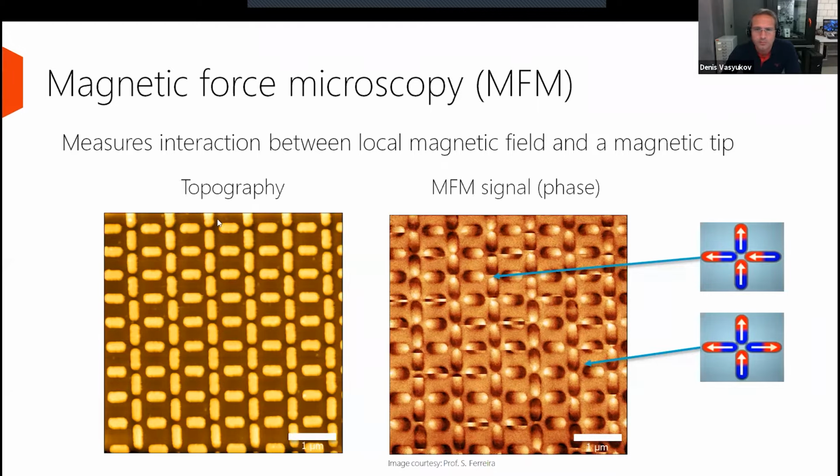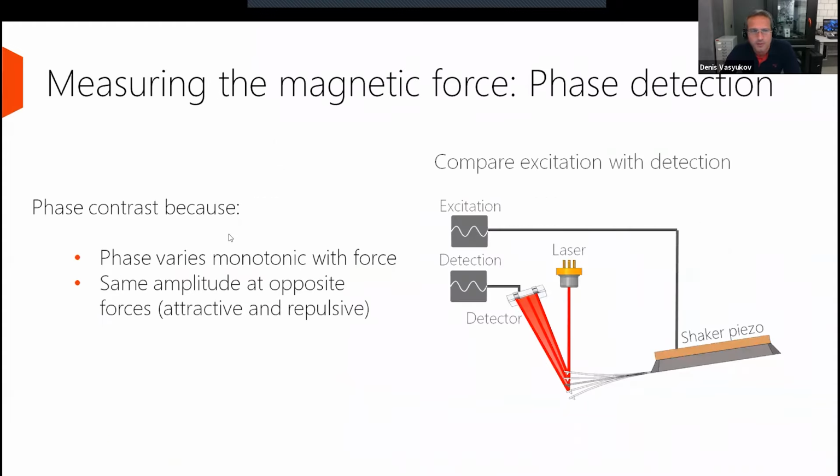To understand a little bit how the MFM is done, we have a cantilever with a magnetic coating on it, and this cantilever is shaken with the piezo. And we're measuring the oscillation of this cantilever in amplitude and phase. And we're looking at the phase contrast, because phase varies monotonically with force. So it's a very convenient quantity to measure the force.